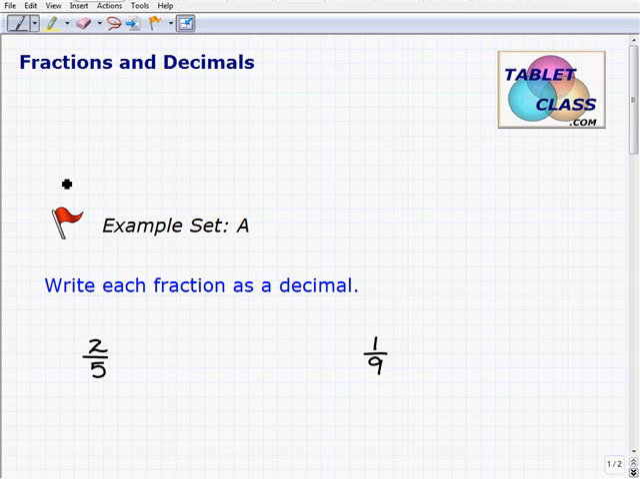Hello, welcome to the video on fractions and decimals. This is our example set A video, and our focus here is going to be writing fractions as decimals.